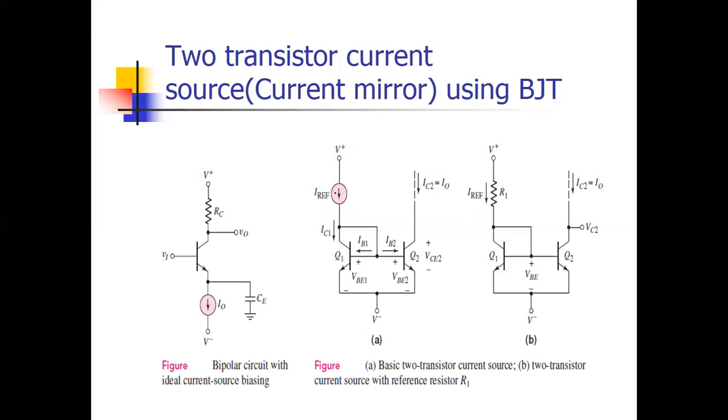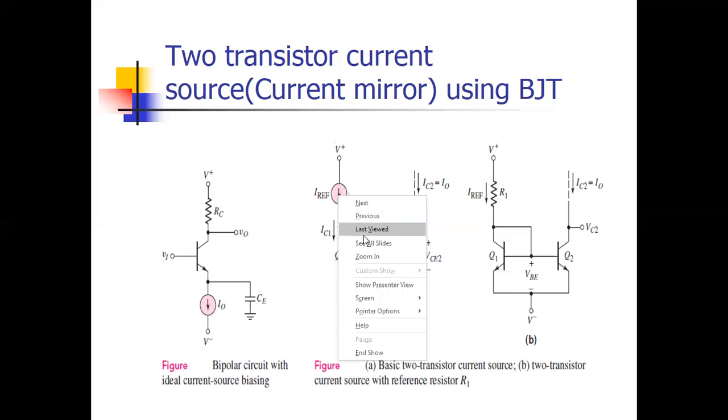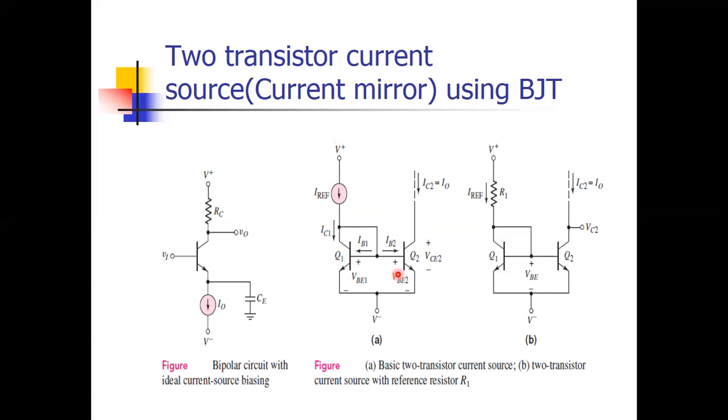Whatever current is flowing in this part, that is I reference, the same current should flow in this part. That is called a current mirror. Current mirror means an exact replica, exactly the same. So whatever current is flowing here, should be the same here. Further in the derivation, we will look at how it is possible. So this is the basic two transistor current source.